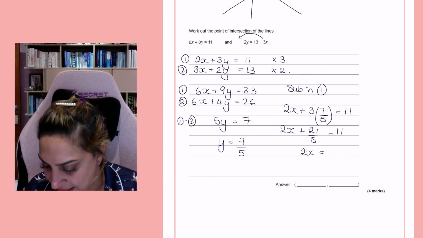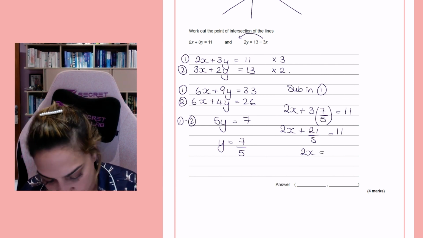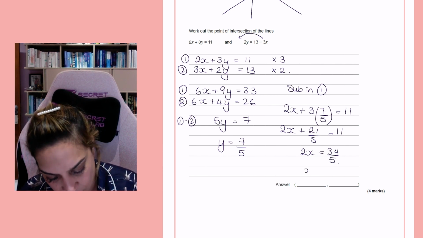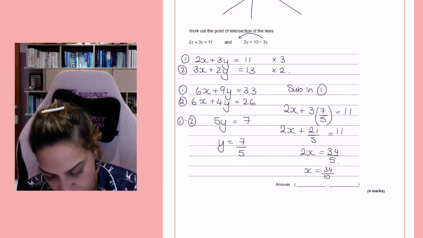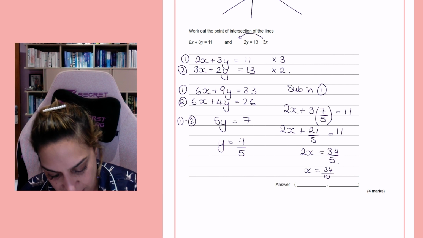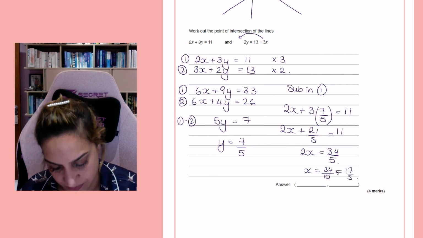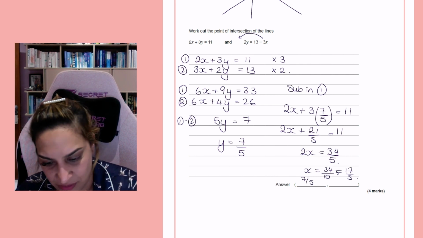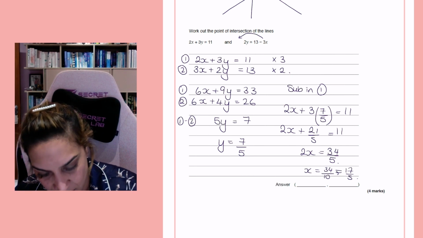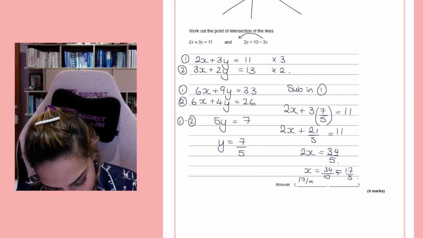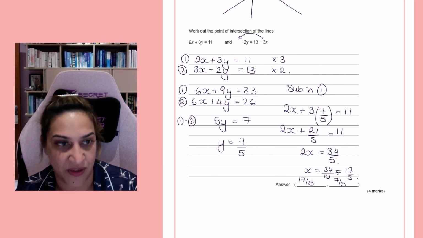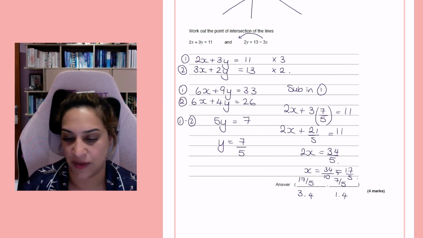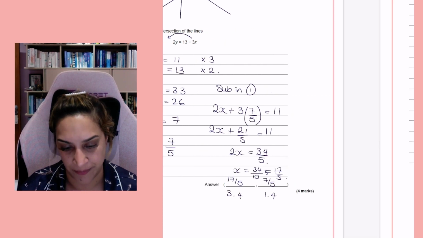2x equals 11 minus 21 over 5, which gives you 34 over 5. So x is 34 over 10, which could simplify down to 17 over 5. Okay, so we've got 7 over 5. Sorry, wrong way around. Don't make that mistake. So my x coordinate is 17 over 5 and my y coordinate is 7 over 5. Now, if you've done this and you've got 3.4 and 1.4, that's also perfectly okay. Whatever you're more comfortable working in.